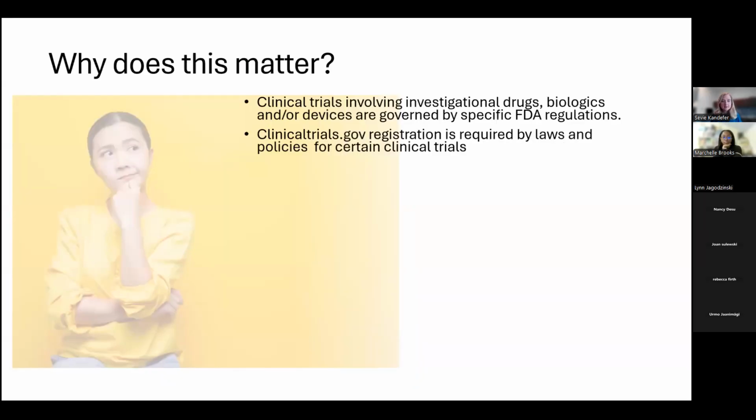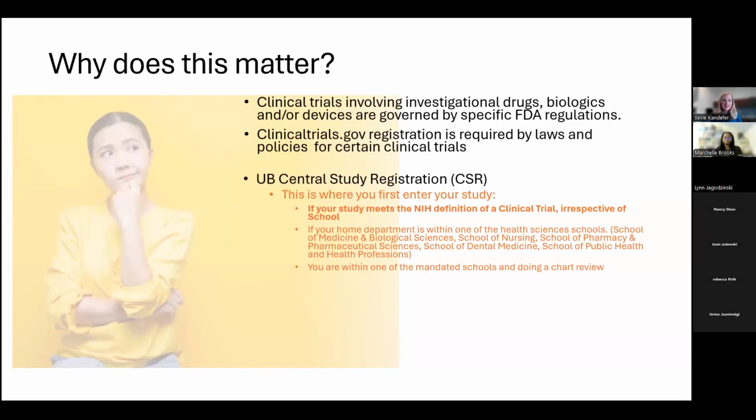So in addition to federal regulations, it matters at UB whether or not you have a clinical trial. So most of you are probably in a health science school. You're probably familiar with Central Study Registration, or CSR, which is where you're usually entering your study first when you have a chart review or a human subject study. That's where you're entering your study. However, even if you're not in a health science school and you are conducting a clinical trial that meets this NIH definition, you are expected to enter your study into CSR first. You do not put it directly into Click IRB.